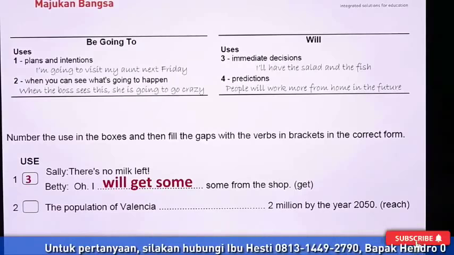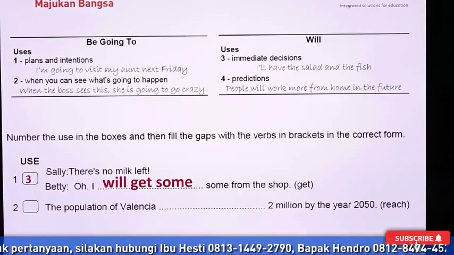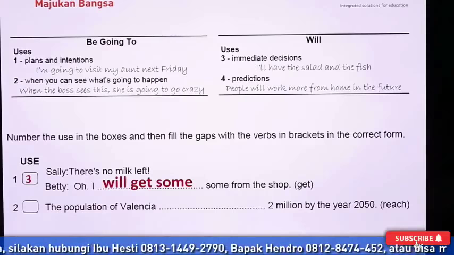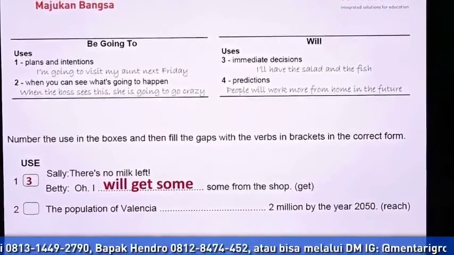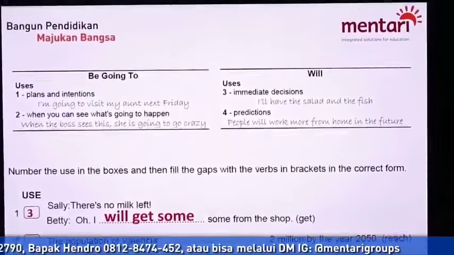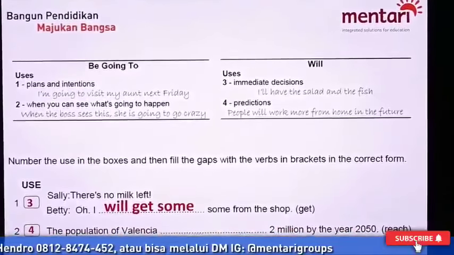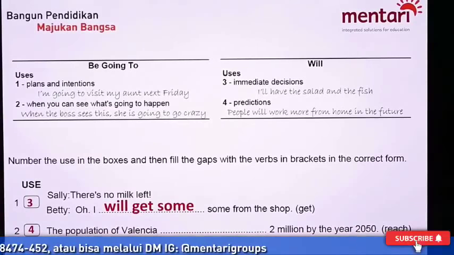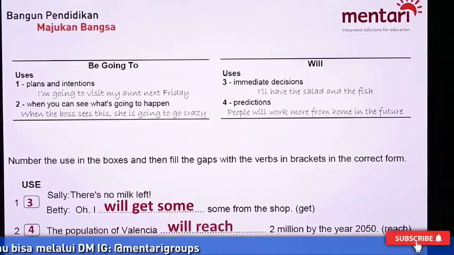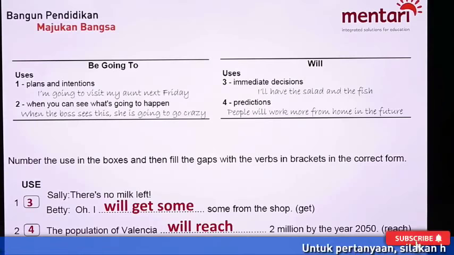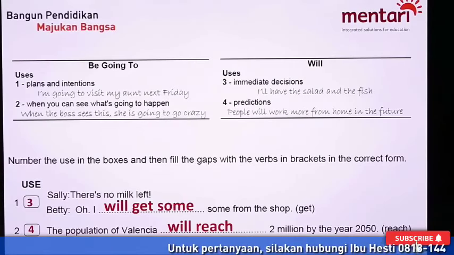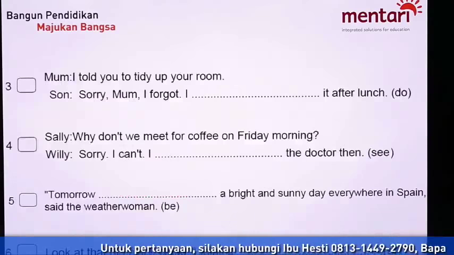Number 2, the population of Valencia blank 2 million by the year 2050. Please fill in the answer. Yes, the population of Valencia will reach 2 million by the year 2050. This is a prediction that by 2050 it will reach 2 million. Let's go to the next one.